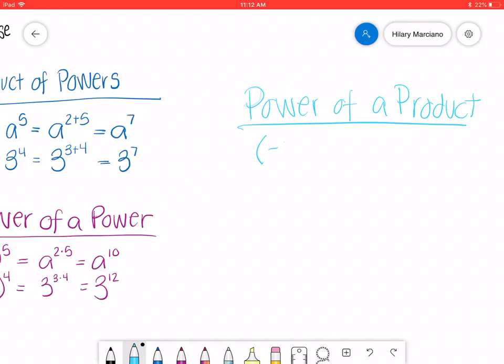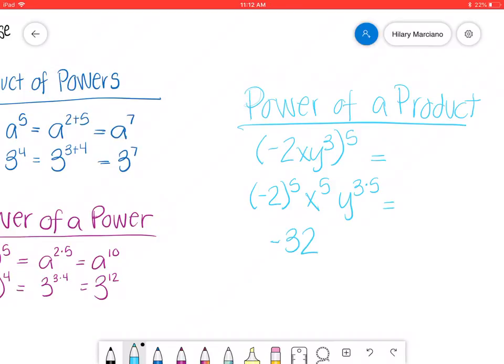Our product here is negative 2xy to the third, and we're raising all of that to the fifth power. So we're basically raising negative 2 to the fifth power, x to the fifth power, and y to the third to the fifth power. And remember, because we're raising an exponent to an exponent, we have to multiply those exponents together. So now we have negative 2 to the fifth, which gives us negative 32, x to the fifth, which stays as it is, and then y to the 3 times 5, which is y to the 15th.